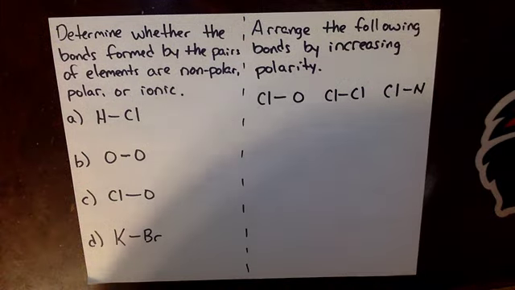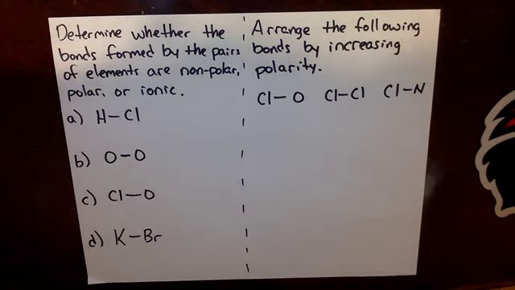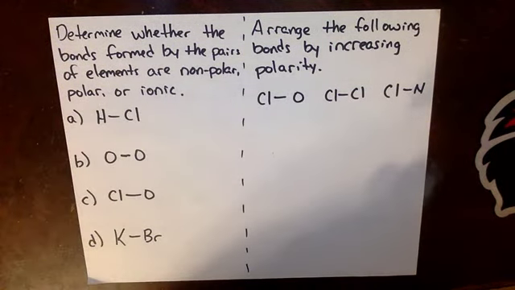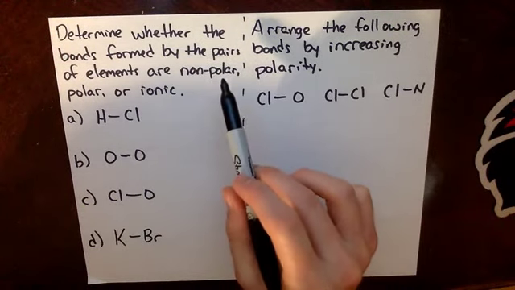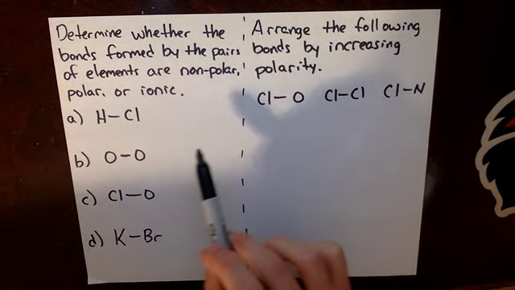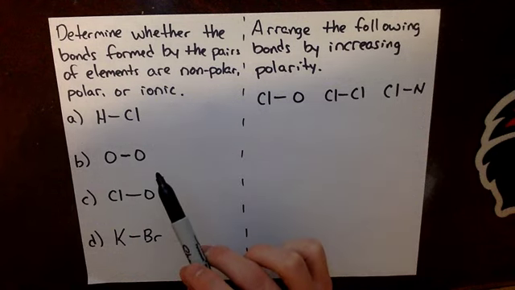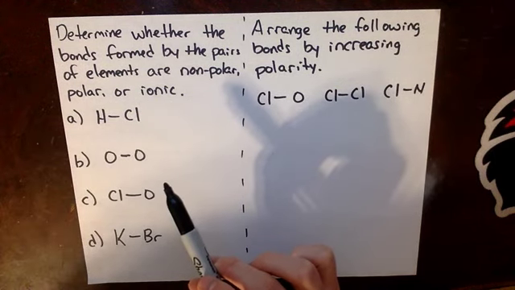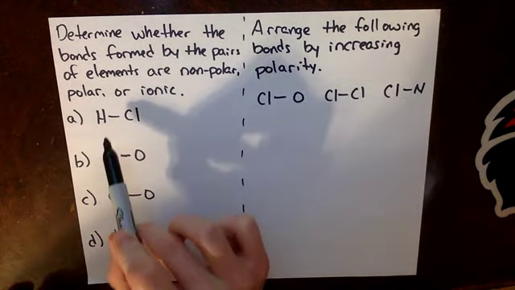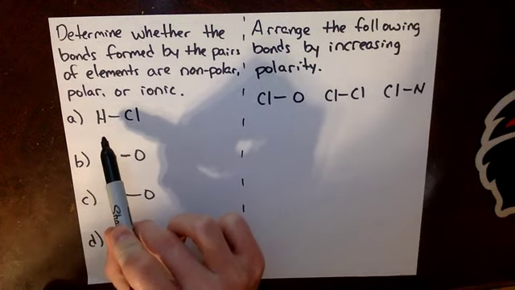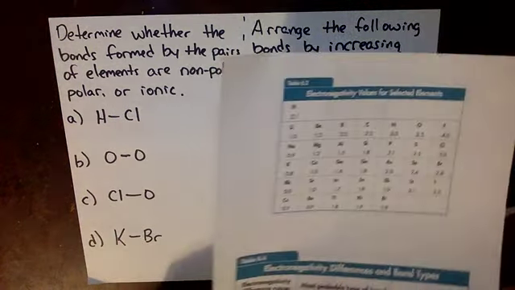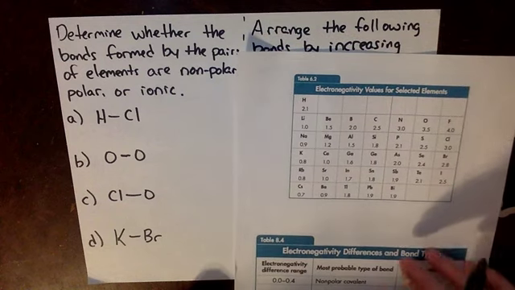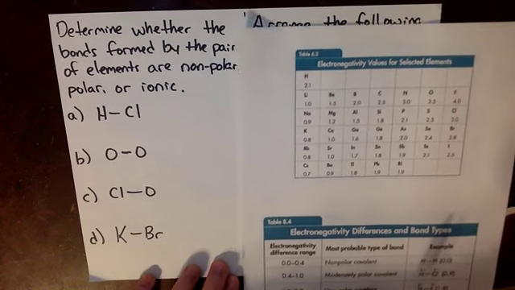Okay, so these are the practice problems for your polar bonds notes. We'll begin with this set over here. Determine whether the bonds formed by the pairs of elements are nonpolar, polar, or ionic. In order to determine that, we need to look at each element in the compound and compare their electronegativities. And we will use our electronegativity chart here to determine those electronegativity values.